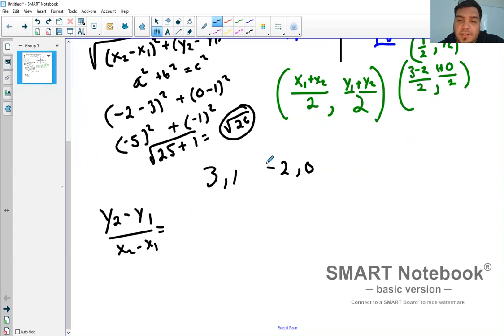But you want to make sure you keep it in order, because if you don't keep it in order, you get the right number, but you get the wrong negative flip. So -2 minus 3 over 0 minus 1. -5 over -1. Your slope in this case is 5.